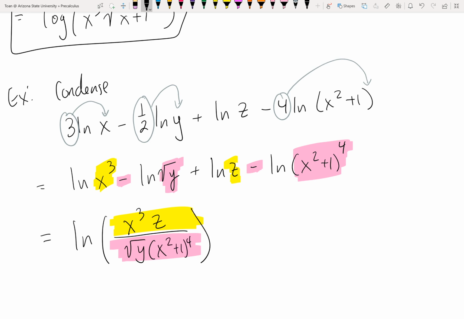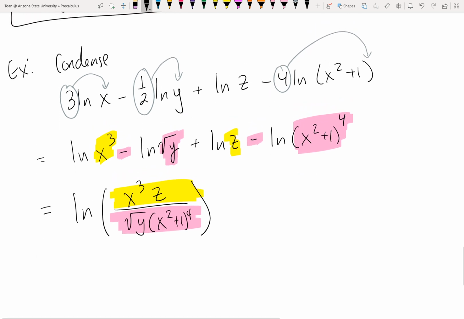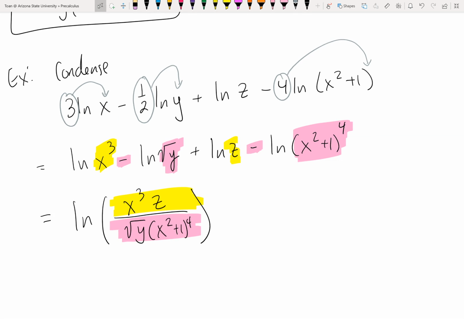You condensed it. Looks pretty ugly, but technically it's condensed. There's only one single log. Everything is clustered together with multiplying or dividing. Okay. So that is expanding and condensing. That's 2 out of the 3 things that we need to be proficient at. That last thing we need to be proficient at is evaluating.